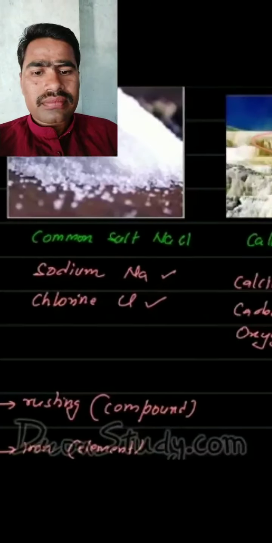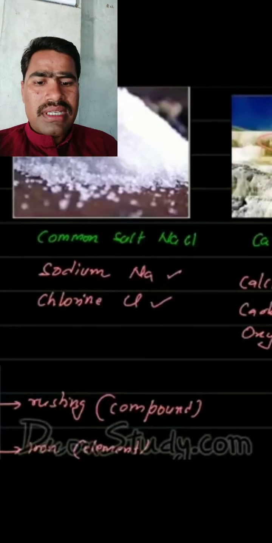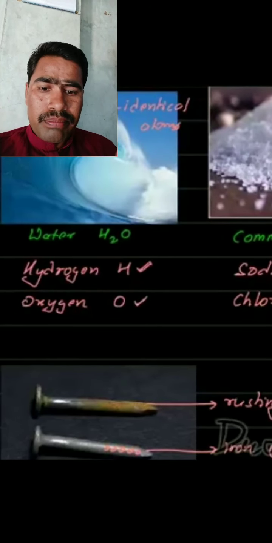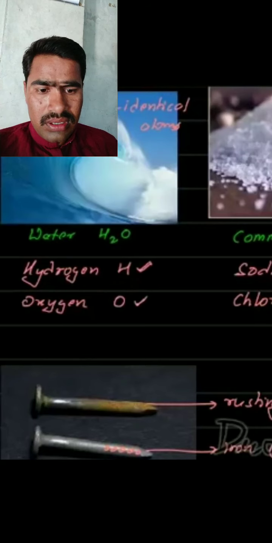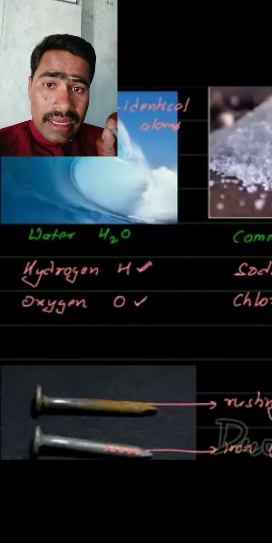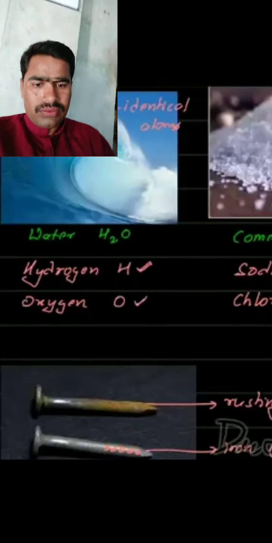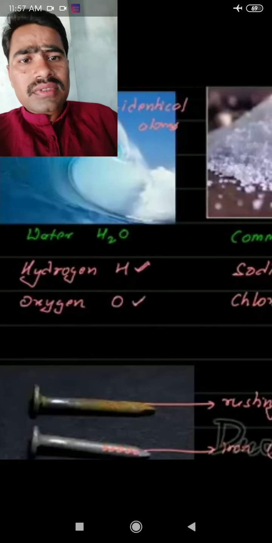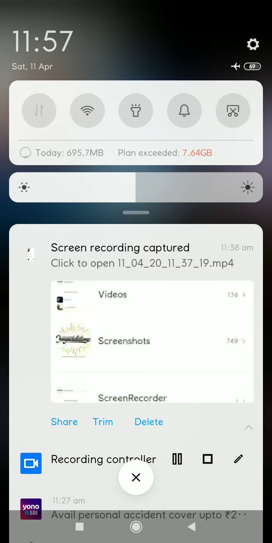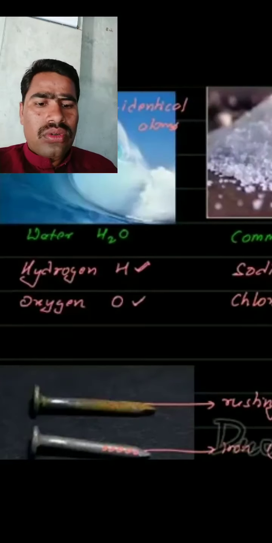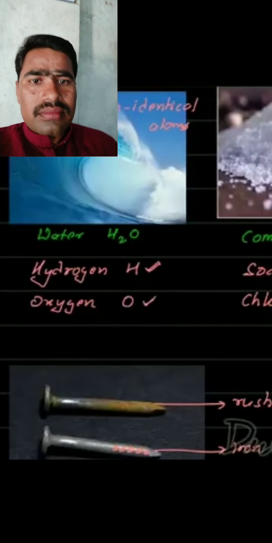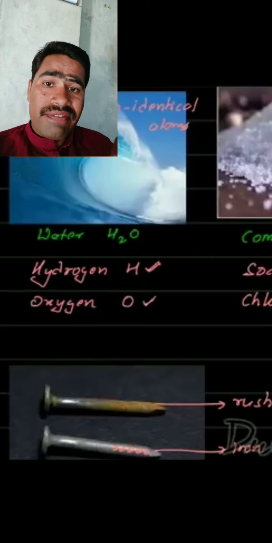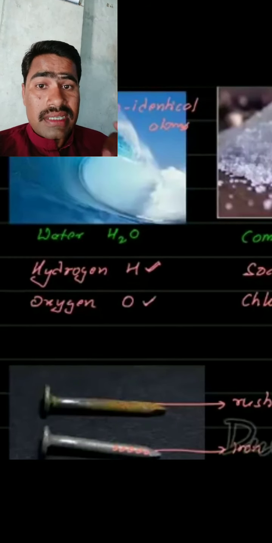For example, this example of an iron nail. If you say clean iron, it's only an element, a pure element. This iron is only having Fe, that is atoms of Fe, that is atoms of iron.